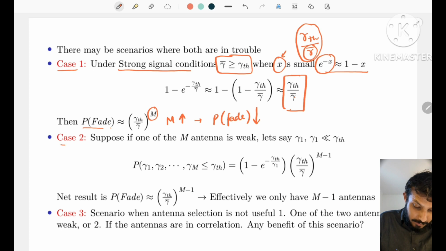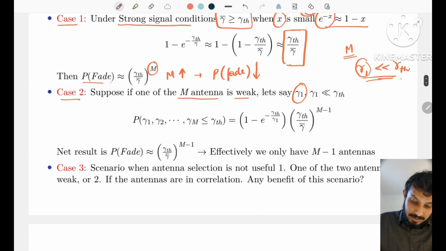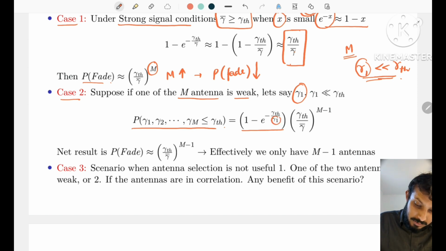Now there is another case. What if one of the M antennas is weak? From the M antennas, let's say gamma 1, the SNR corresponding to the first branch, is very, very much less than gamma TH. How do we proceed with this case? If we solve this expression, we will get 1 minus exponential of minus gamma TH upon gamma 1. Since this value is very large, e raised to power negative of a large number will be approximately equal to 0, and we will get the term gamma TH upon gamma bar, product from 1 to M minus 1.